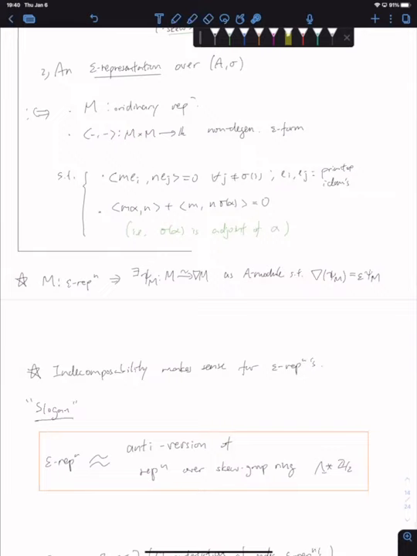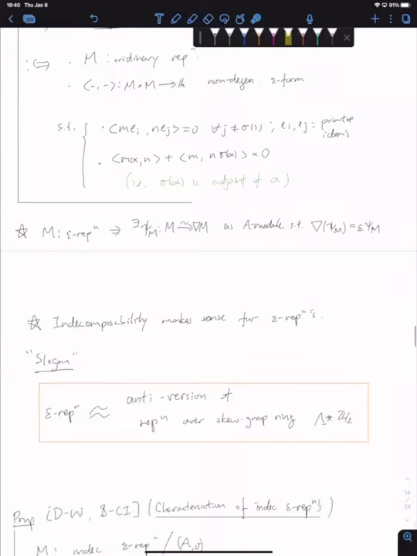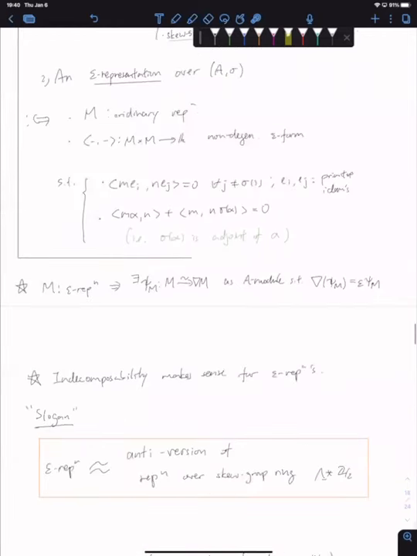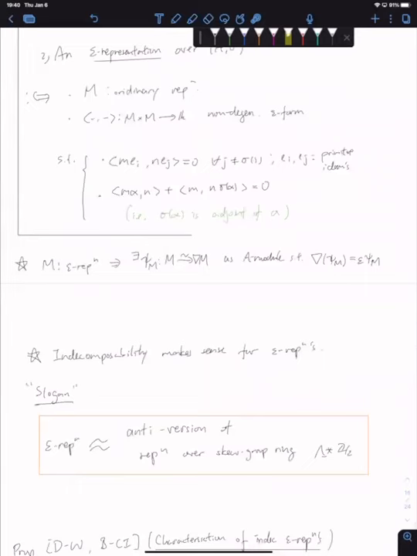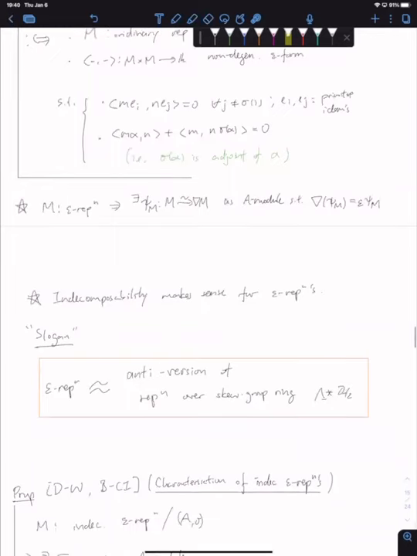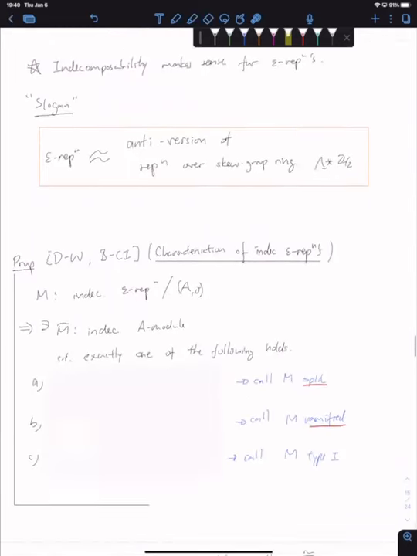So I want to have a correspondence between some indecomposable objects with a single curve on the non-orientable surface. So I need a notion of indecomposability, and fortunately they are already studied. What I'm going to say can be quite technical, but you should just remember the slogan that an epsilon representation is really just playing with the anti-version of representations over a skew group ring. So it's really just an anti-version of the orbit construction.